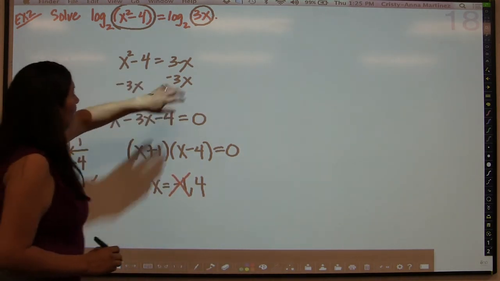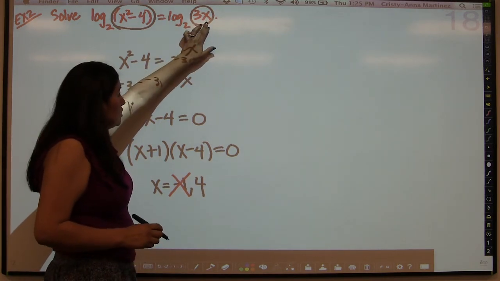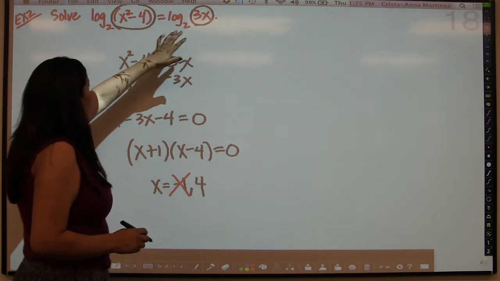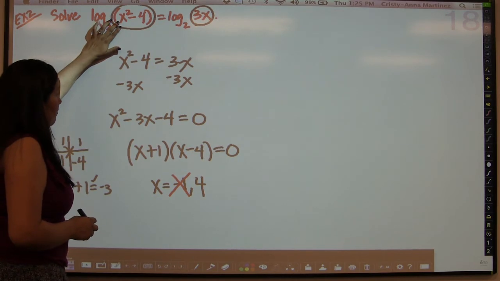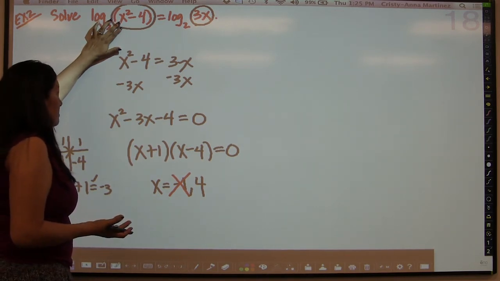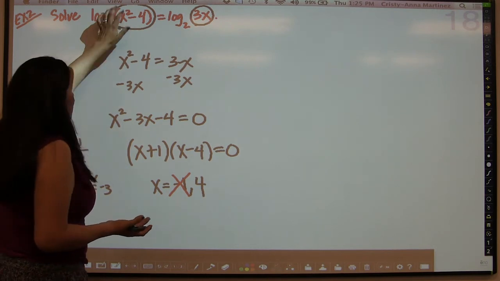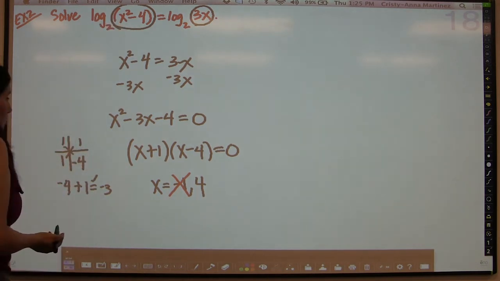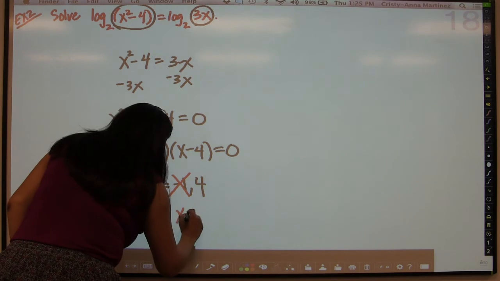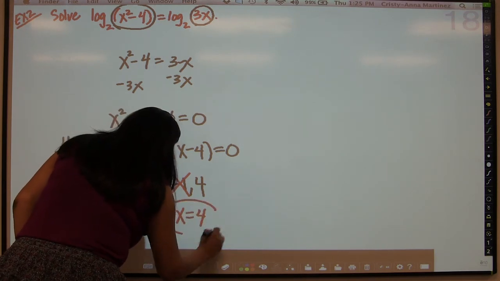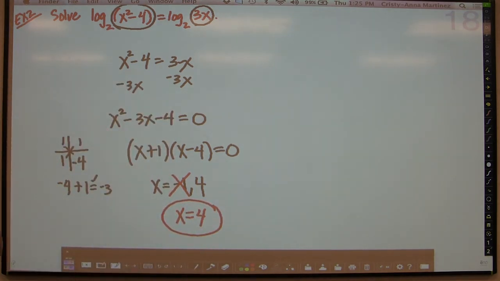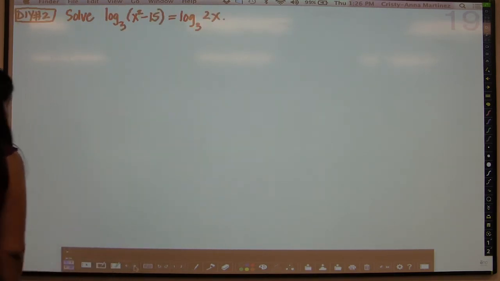If I plug 4 into here, 3 times 4 is going to be 12, and that's going to be a positive number, no problem there. And here, if I plug in a 4, I'm going to get 4 squared, which is 16, and 16 minus 4 is going to give you 12, and that's not going to be a problem either. So my final answer is that x equals 4. You don't want to include the negative 1 because it was an extraneous solution. So it's very important in these problems that you actually check your solutions.